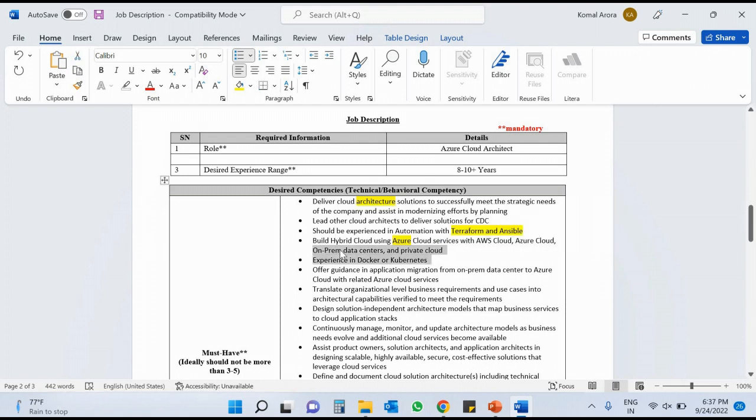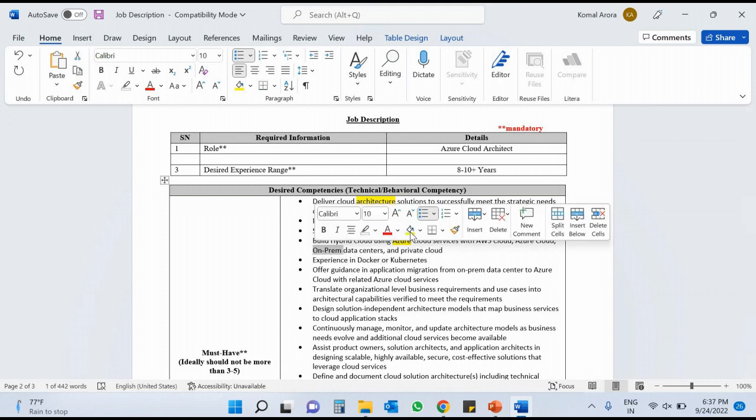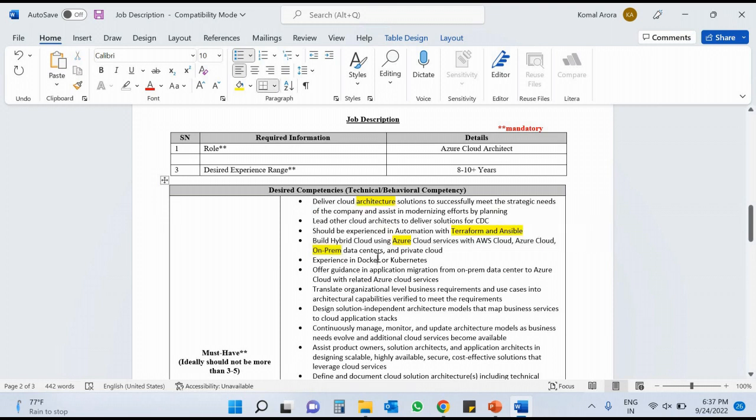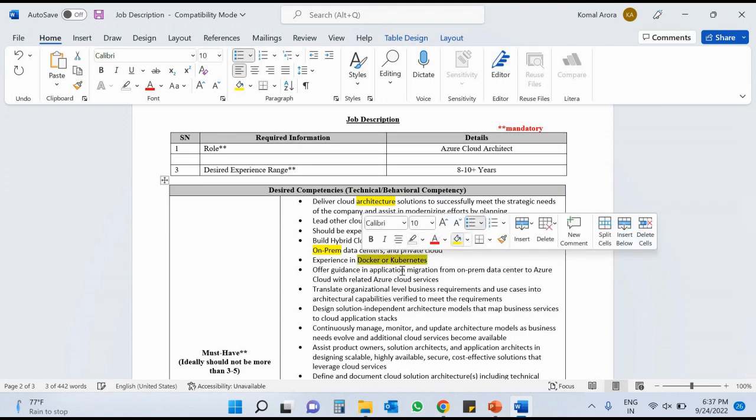Basically I'm looking for a person having experience in the on-prem data center. If I only mention the on-prem data, I will get the relevant CV. Next is the experience in Docker or Kubernetes. So Docker and Kubernetes are also technologies.